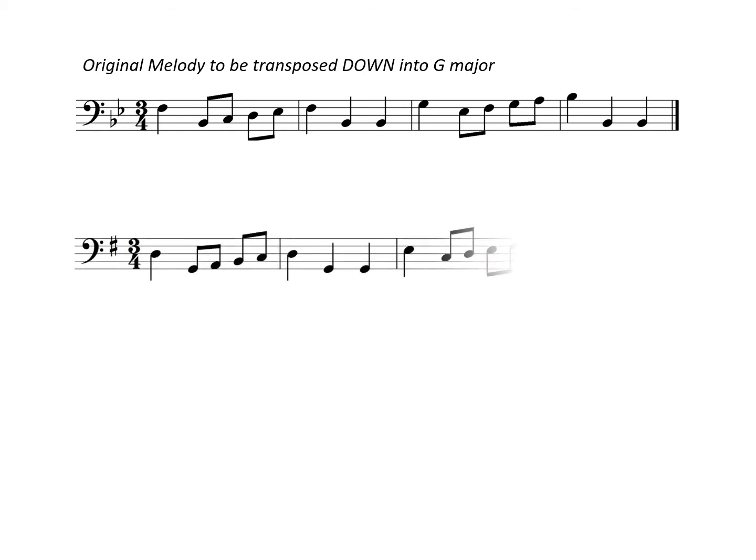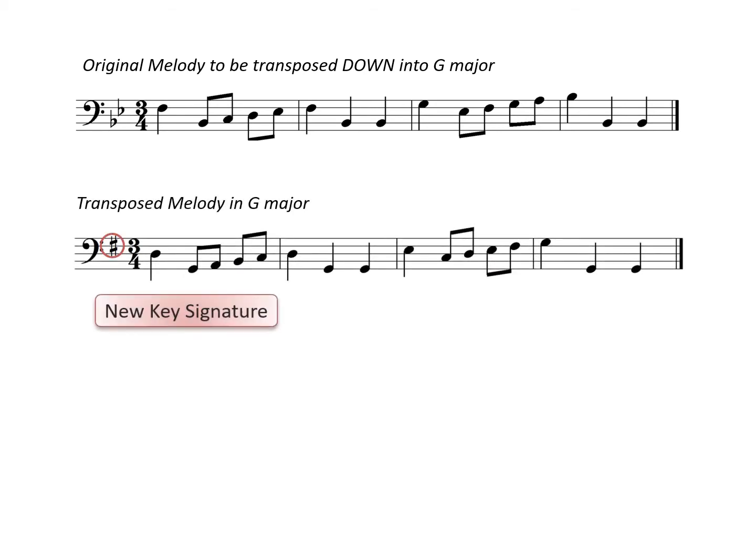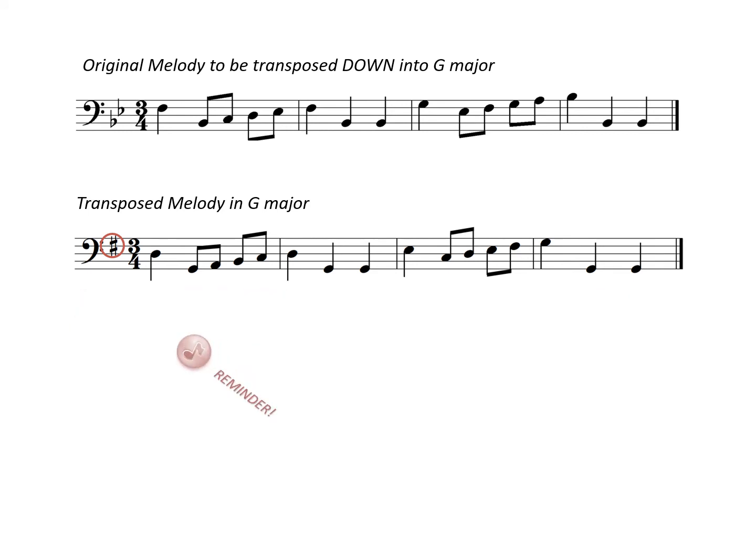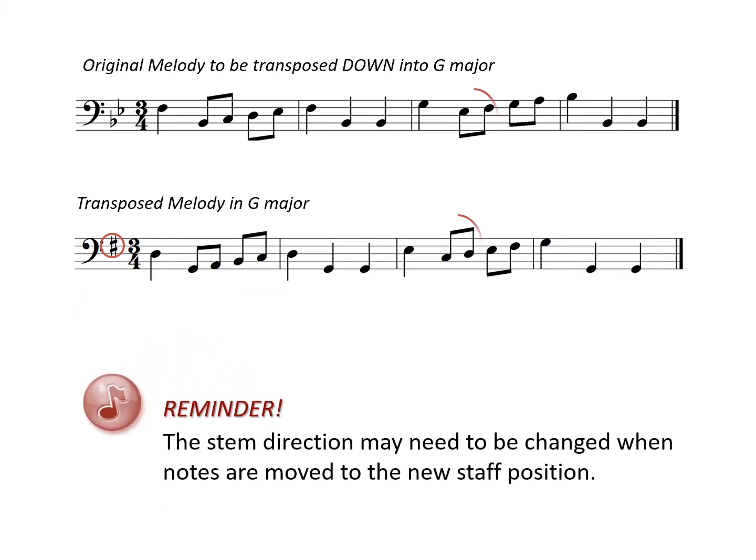To write the transpose melody, use the new key signature of G major and move all the notes down a third. Don't forget that as notes are moved down on the staff, the stem direction may need to be changed.